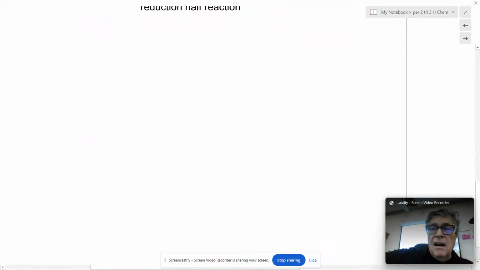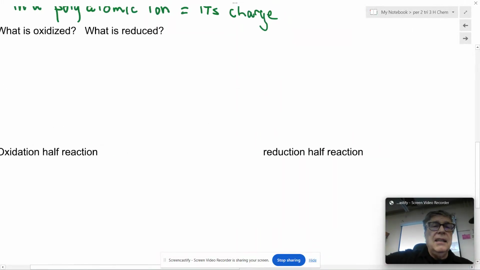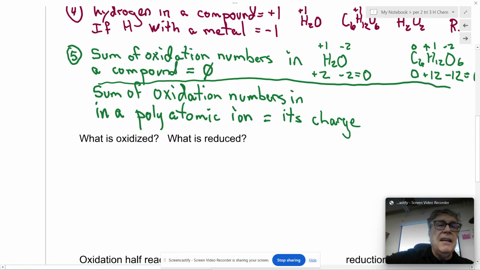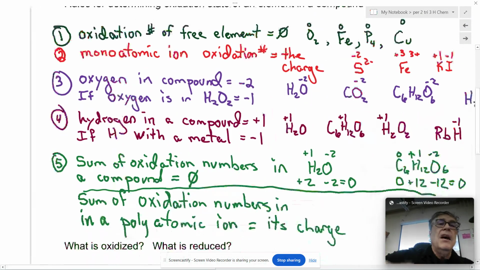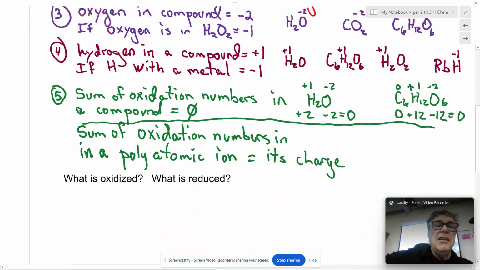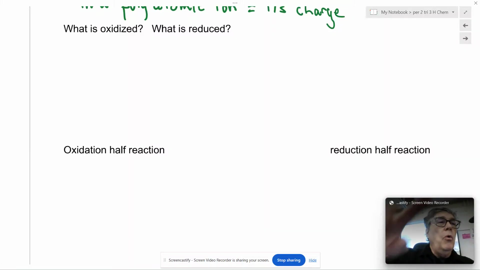We are on the page with notes where you took notes yesterday on oxidation rules. The reason for these rules is so you can tell what is oxidized and what is reduced. So you're looking at an equation and all the oxidation numbers that you just got done writing down and practicing in the quiz.